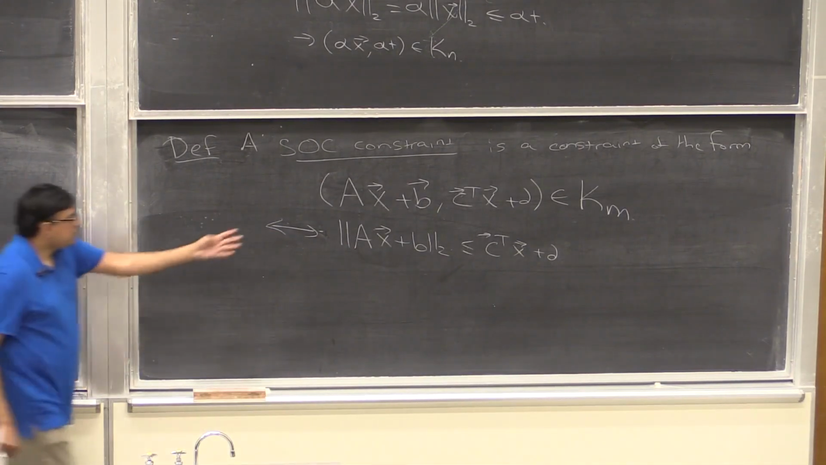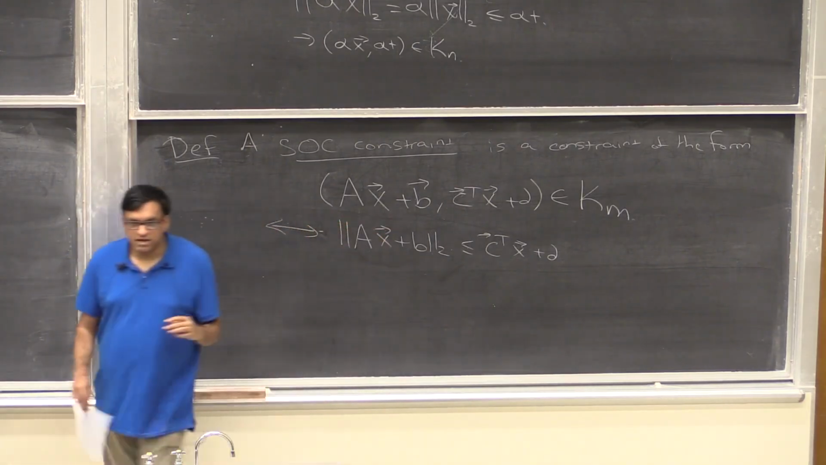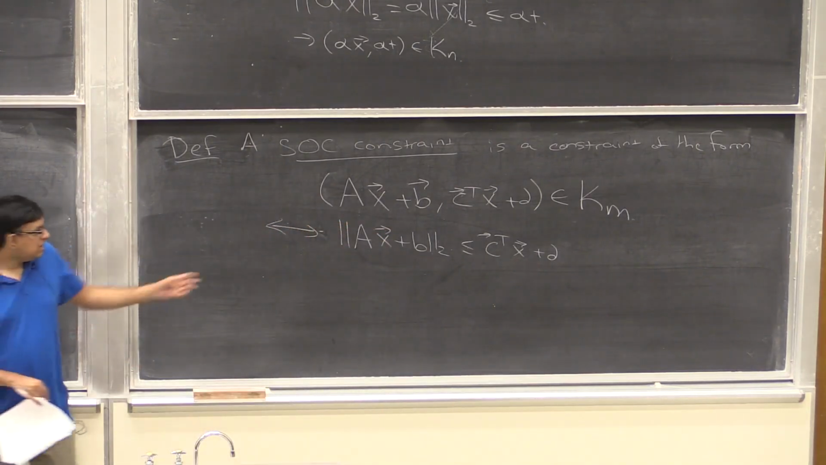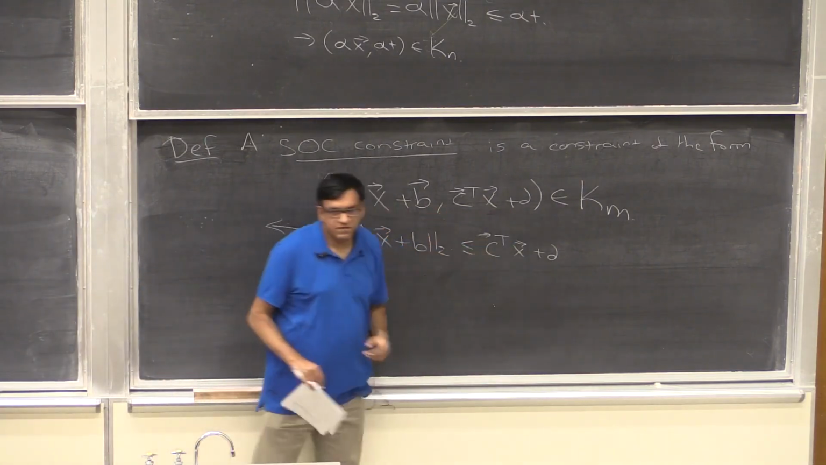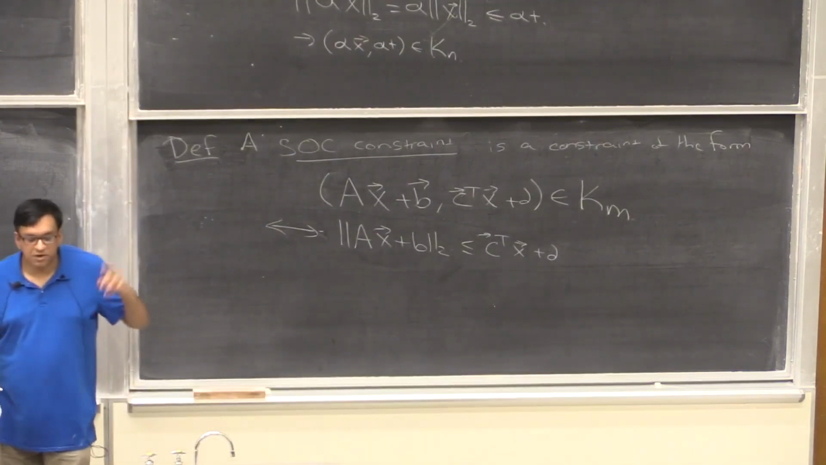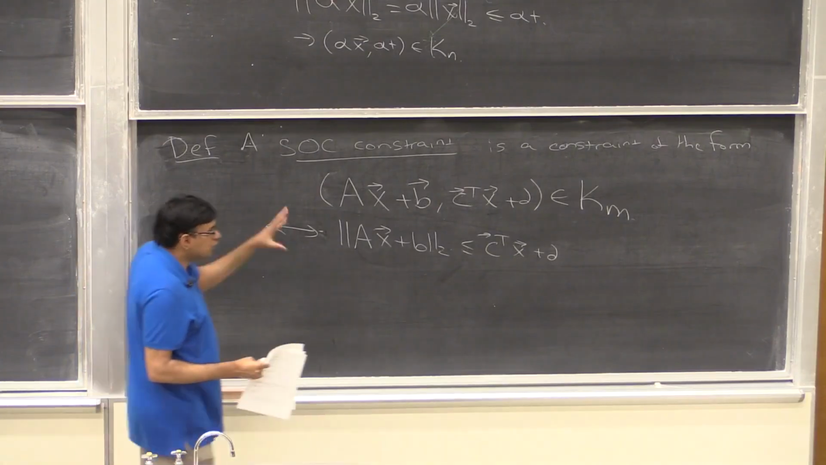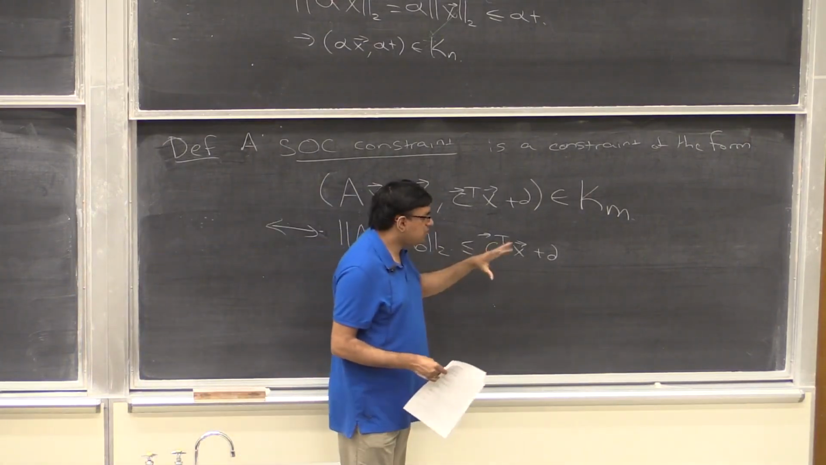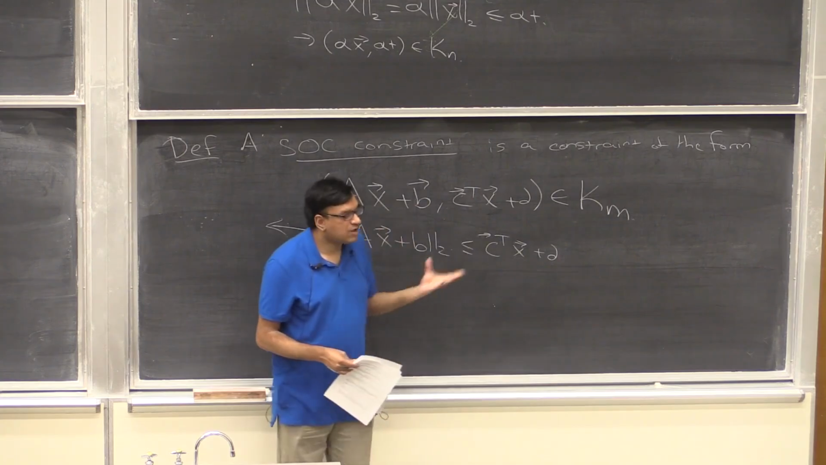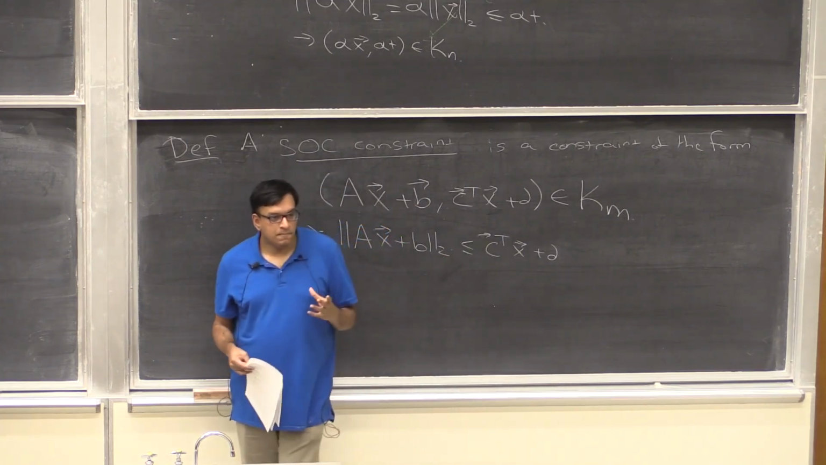Yes, exactly. So this one is the x vector in the definition of the second order cone, and this one is the t scalar in the definition of the second order cone. It's the second order cone of dimension m, which is a subset of R^(m+1).